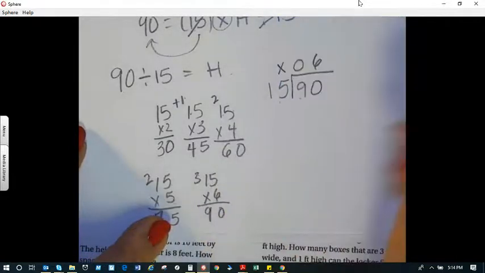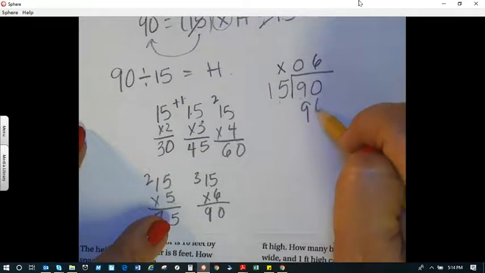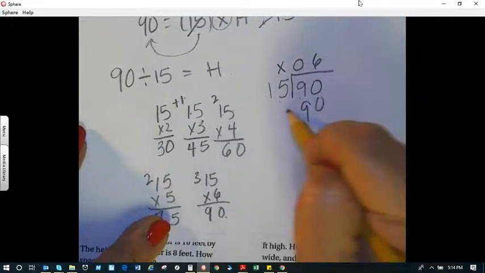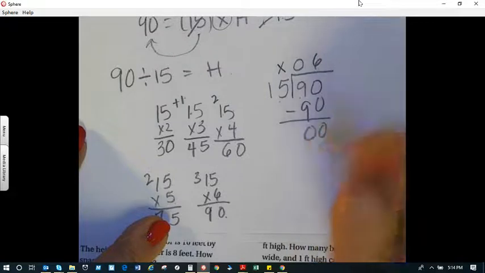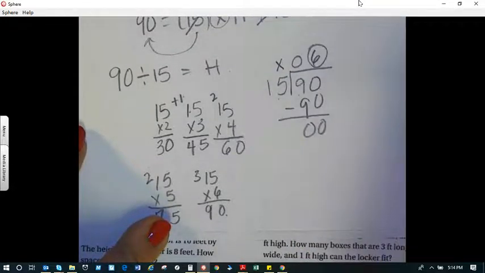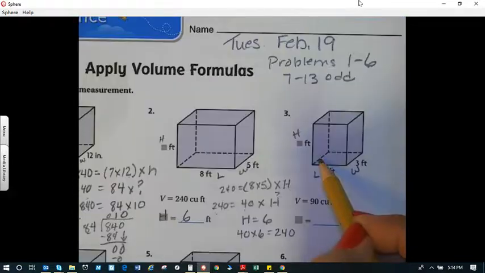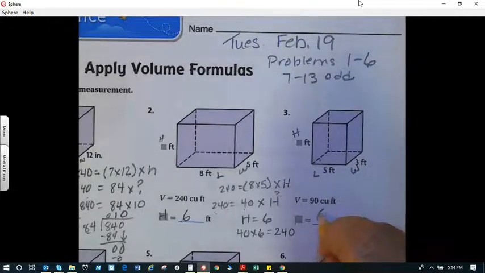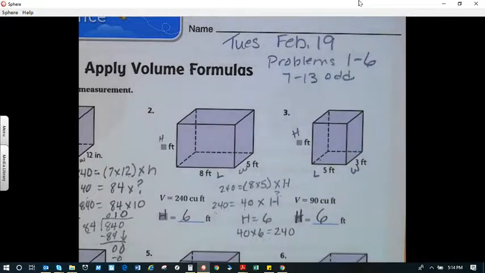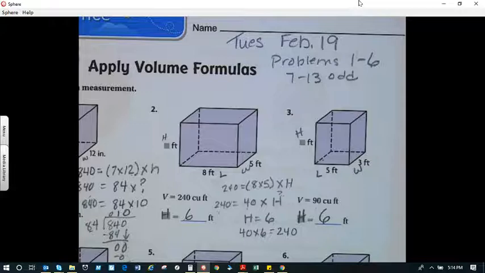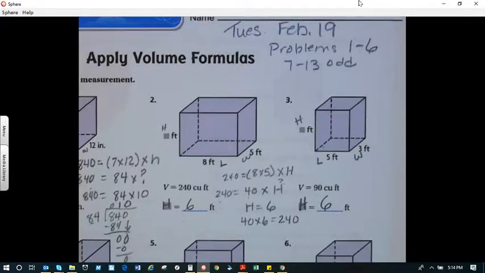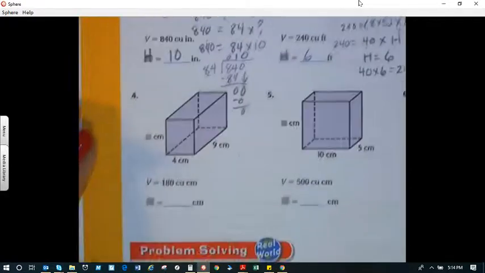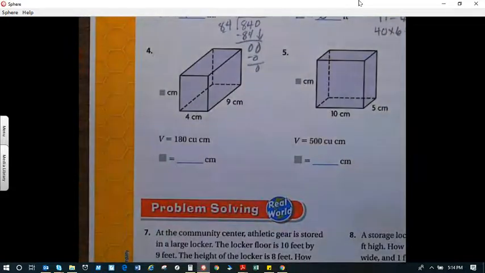So now I'm going to multiply. I already figured that out. It's 90. Next I subtract, 0. There is nothing to bring down and nothing to repeat. So the height of my unknown measurement here is going to be 6 feet. All right? Next one. Again, anytime that you need to stop it, do so. All right, let's go to number 4.